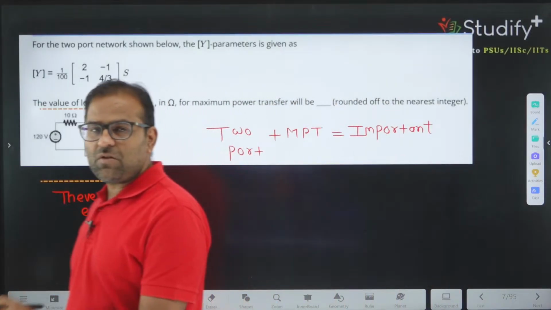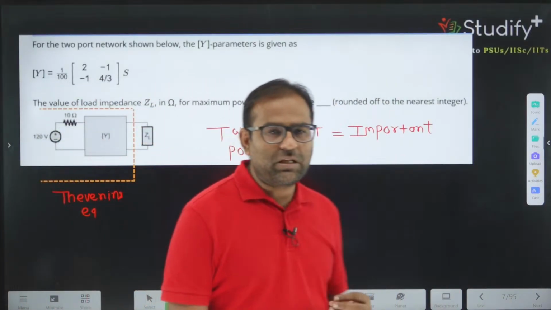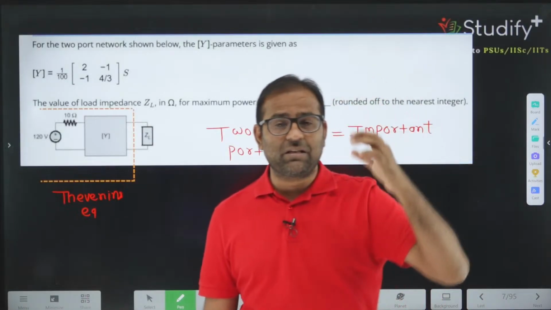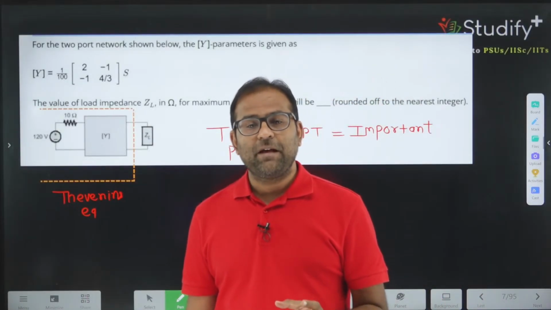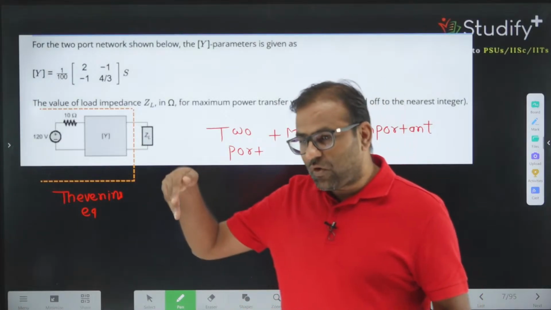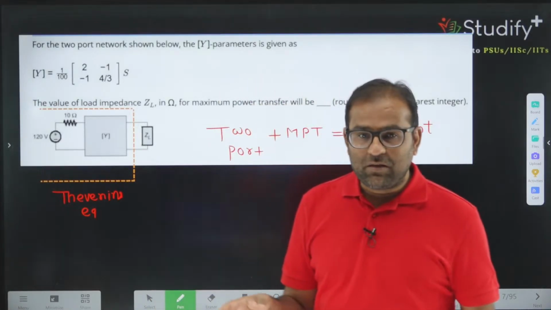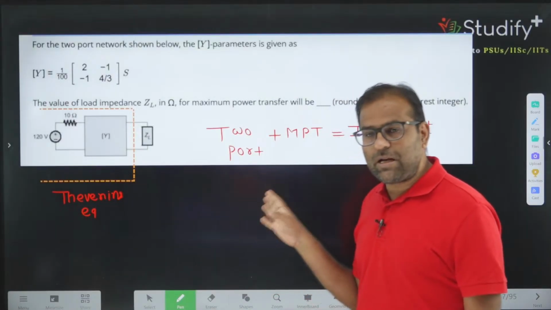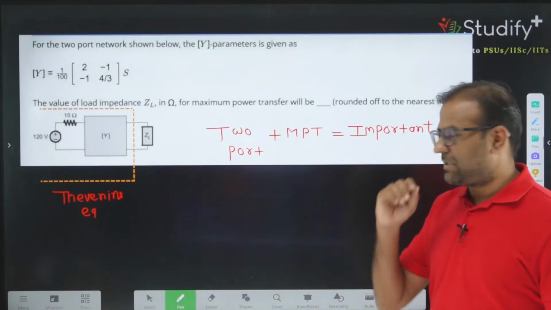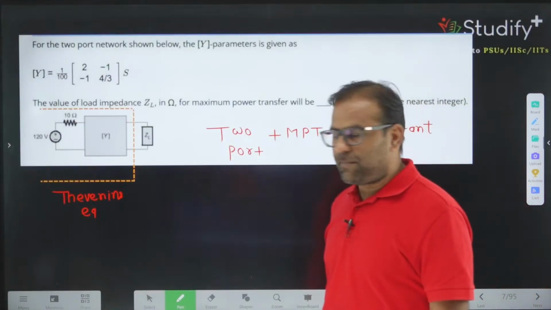What is the condition for the maximum power transfer theorem? When we are talking about DC, if the Thevenin's resistance and the load resistance are equal, then that load can take maximum power. The load which has a value equivalent to Thevenin's resistance can take maximum power. So let's talk about two-port and the maximum power transfer theorem.